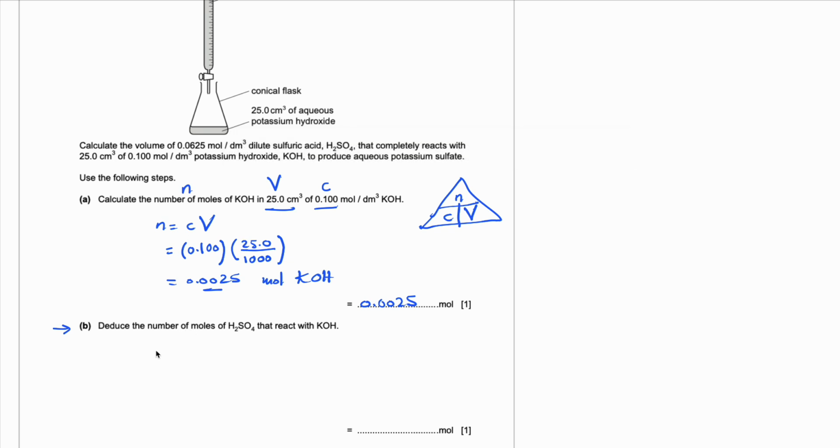Since here in potassium hydroxide, we have that number of moles, it means we need half of it for the sulfuric acid, because once again, remember the ratio is 1 to 2. So simply you need to take 0.0025 and then divide it by 2 or multiply by half. And that gives us 0.00125 moles of sulfuric acid. So that is the amount of sulfuric acid, 0.00125 moles of sulfuric acid, H2SO4.